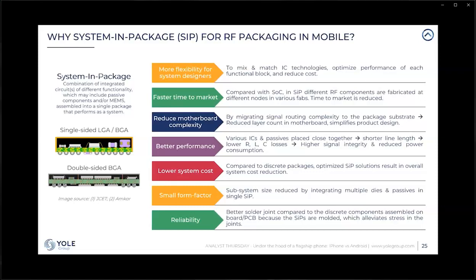So, well, RF and 5G millimeter wave connectivity are crucial for faster communication, and there are new packaging requirements needed to exploit to the full this 5G millimeter wave communication. In mobile smartphone applications, RF components can be placed in discrete form on top of the PCB or in the form of system in packages. A system in package is a combination of integrated circuits of different functionality, which may include active or passive components, including MEMS as well, and the assembly is made in a single package that performs as a system.